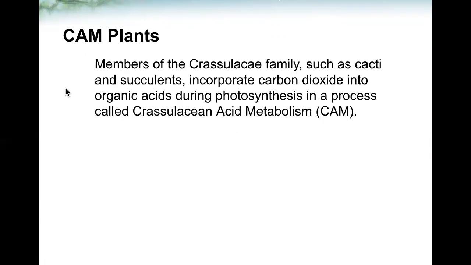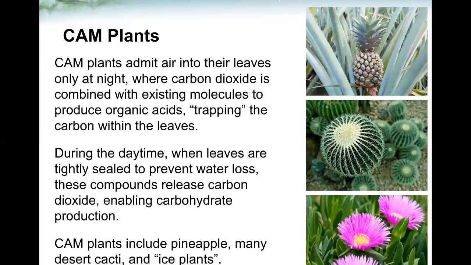Members of the Crassulaceae family, such as cacti and succulents, incorporate carbon dioxide into organic acids during photosynthesis in a process called crassulacean acid metabolism, CAM. CAM plants admit air into their leaves only at night, where carbon dioxide is combined with existing molecules to produce organic acids, trapping the carbon within the leaves.